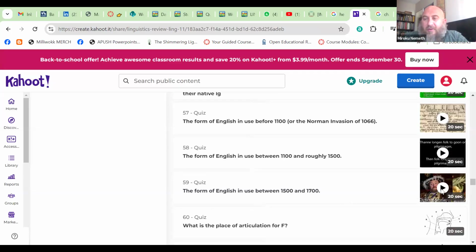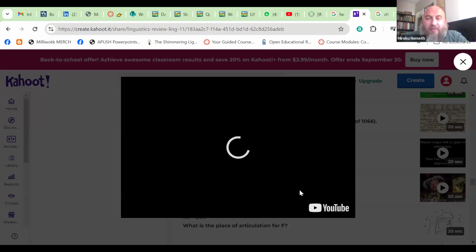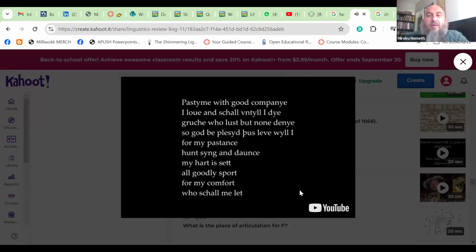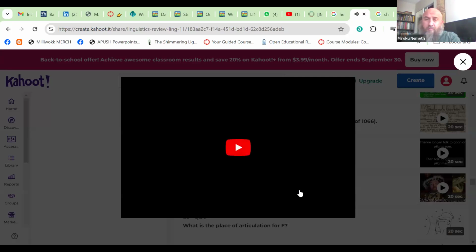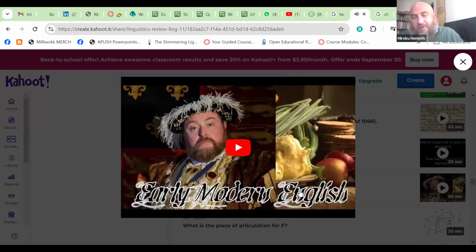But and so here I got a picture of Henry VIII. Here's early modern English. Pastime in good company, a love and shall until a day. Grotja who lust but none deny, so God be pleased thus live will I. For me pastance, hunt, sing and dance, may art is set, all goodly sport for me. So that's supposed to be Henry VIII.